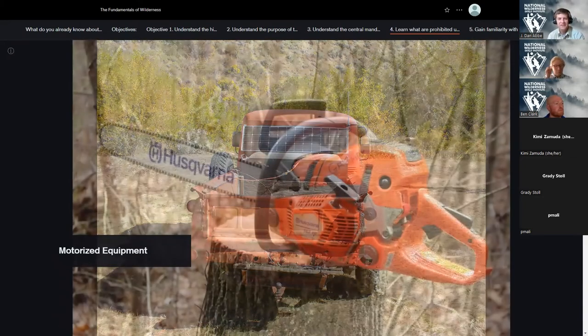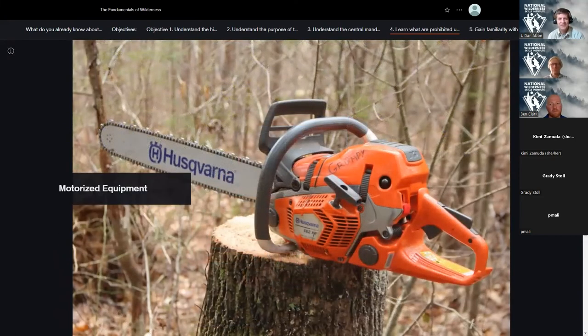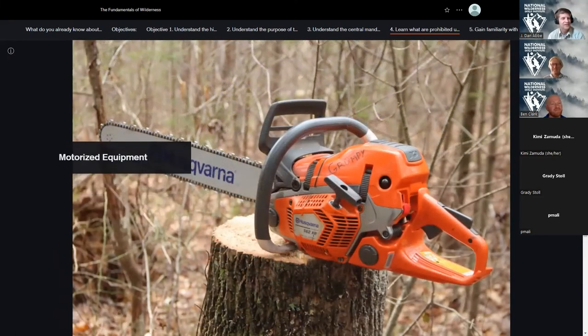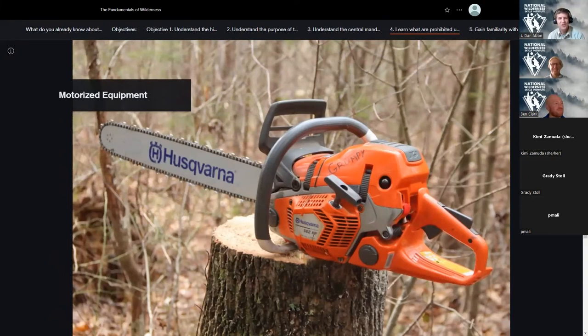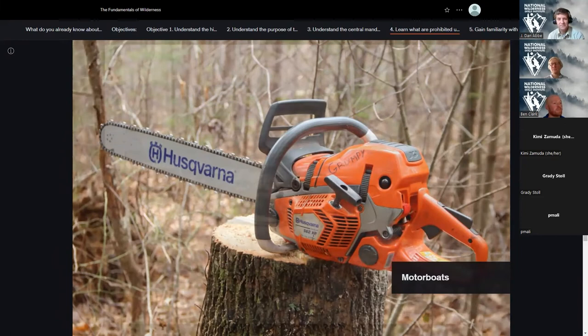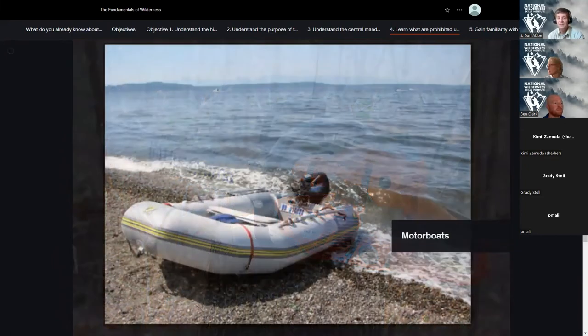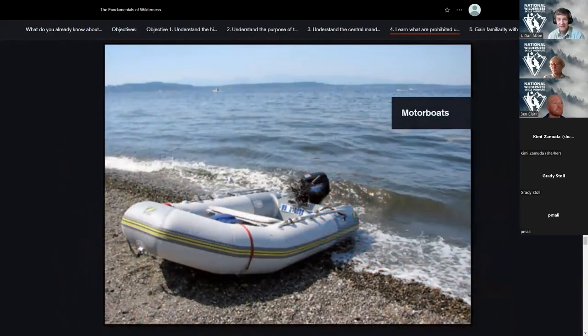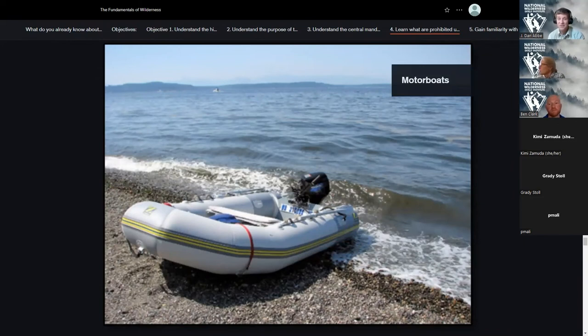Motorized equipment. And I want you to pay attention to this chainsaw's name, if you can see it on there, but no motorized equipment. So this would also include chainsaws, motorized blowers, like a leaf blower, a motorized winch. So no motorized equipment, no motorboats. And again, in section 4C of the Wilderness Act, it outlines all of these.